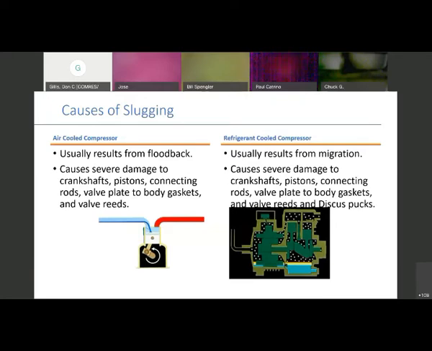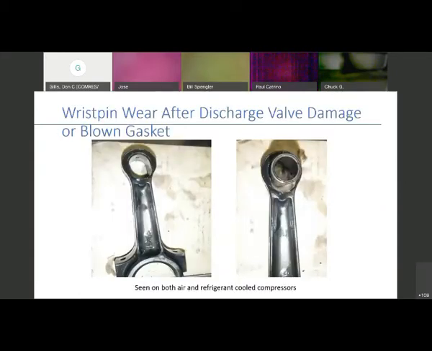Causes of slugging on air-cooled compressors usually results from floodback. On refrigerant-cooled compressors, it usually results from migration, and that's key to know. That's why when we're teaching other contractors or other trainers, we emphasize you need to know what you're working on. Use Copeland Mobile and identify what you're working on. When was it made? What year was it made? Is it air-cooled or refrigerant-cooled? And that'll tell you a lot about the compressor before you start.